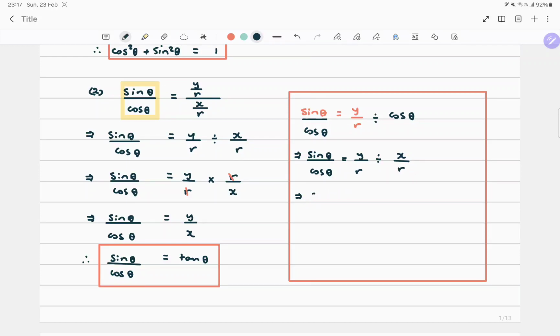And can you see it just sorts itself out? Sine theta over cos theta is equal to y over r times r over x. And these two cancel. And then we will have sine theta over cos theta as y over r, not r but x, which is equal to tan theta. So that's the conclusion.